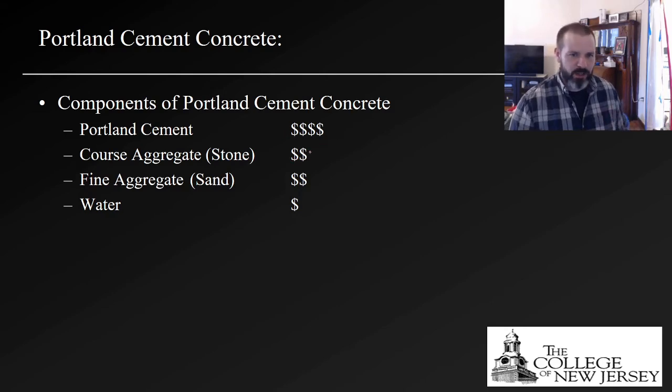It gets shipped around. But one interesting thing about concrete is it's a regional material. So the concrete you have in the Northeast is different than the concrete you have in the Southwest because you're not shipping aggregate and sand across the country. The cheapest thing in concrete is water, by far.